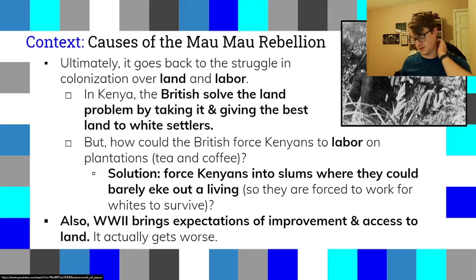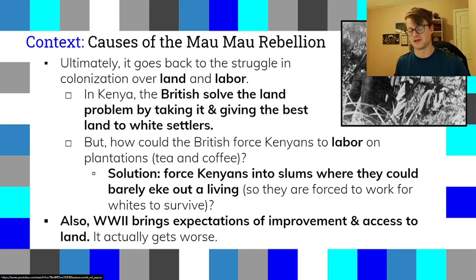They would first of all prevent any Kenyans from growing their own tea and coffee. That's strategy number one. But then strategy number two, and how they manage to create this workforce that's going to work for them, is they force most Kenyans into slums where they can barely eke out a living. And these, think of them like preservation areas or preserves.